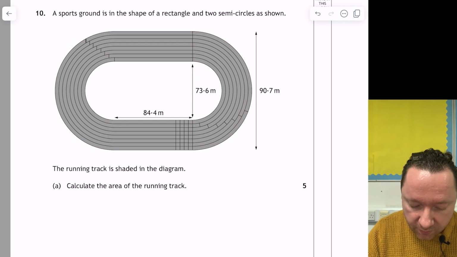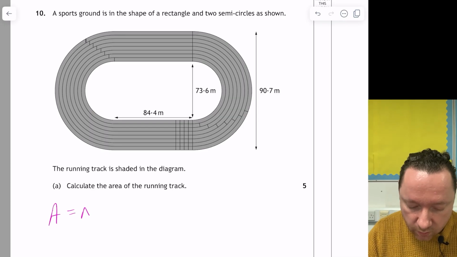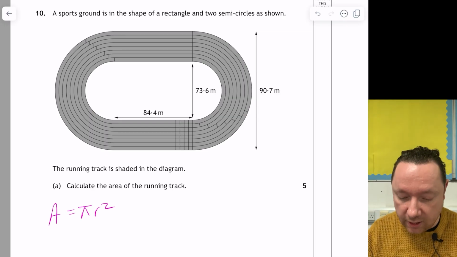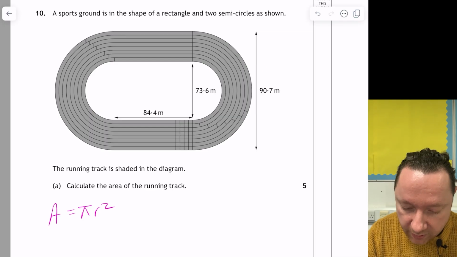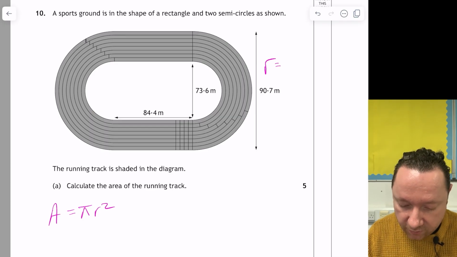From the start of the exam paper, the area of a circle is pi r squared. So I'm going to need the radius. So let's get a calculator and work out the radius of the big one. So the radius for this one is going to be half of that.